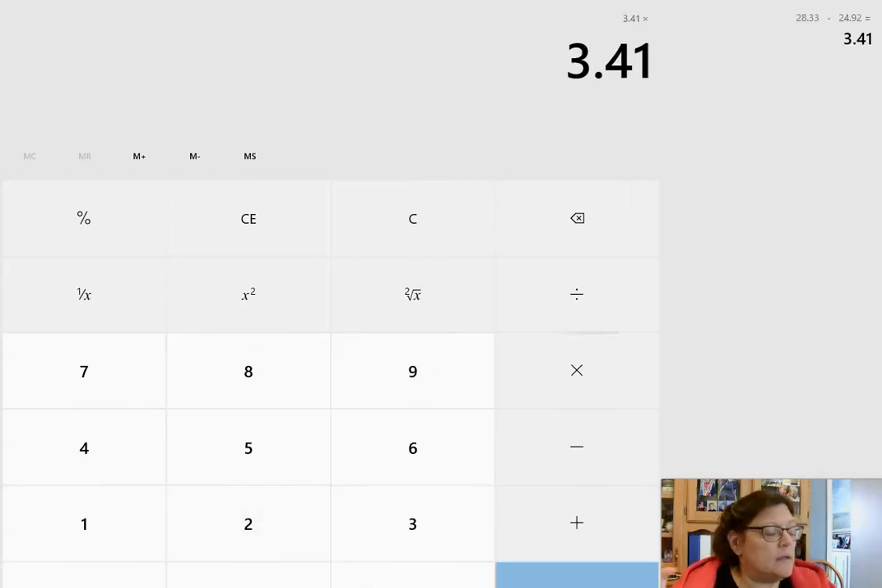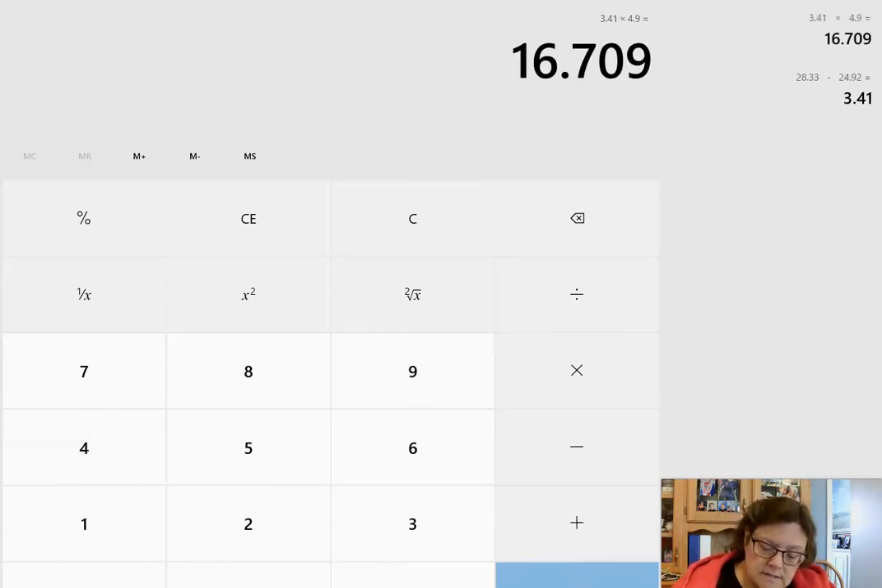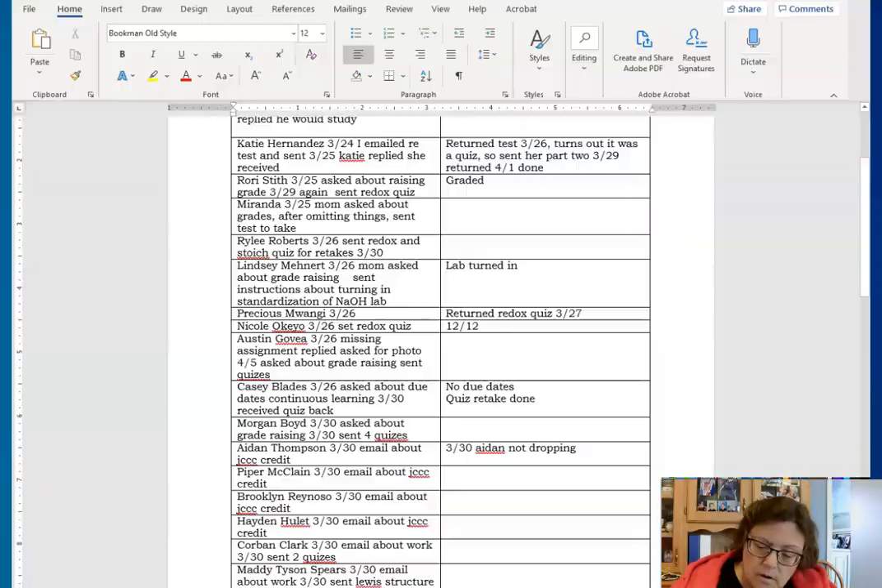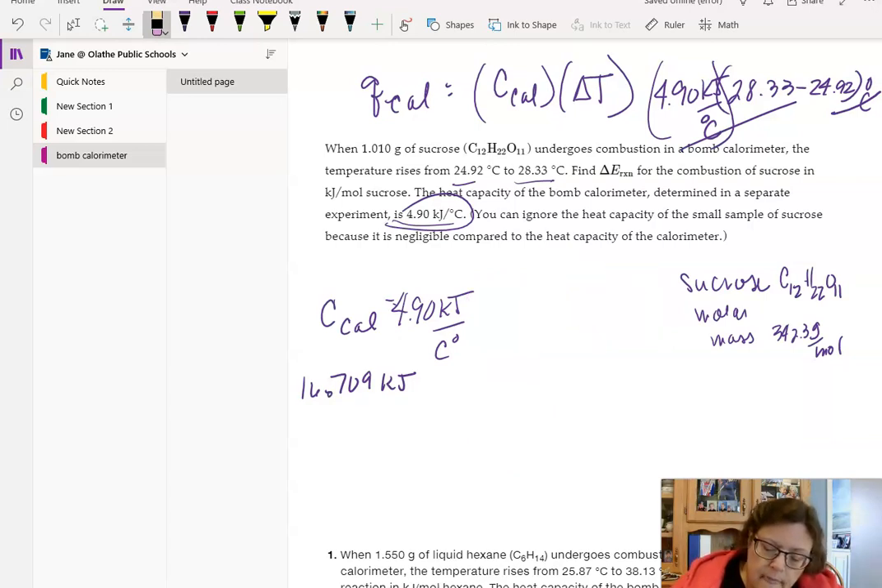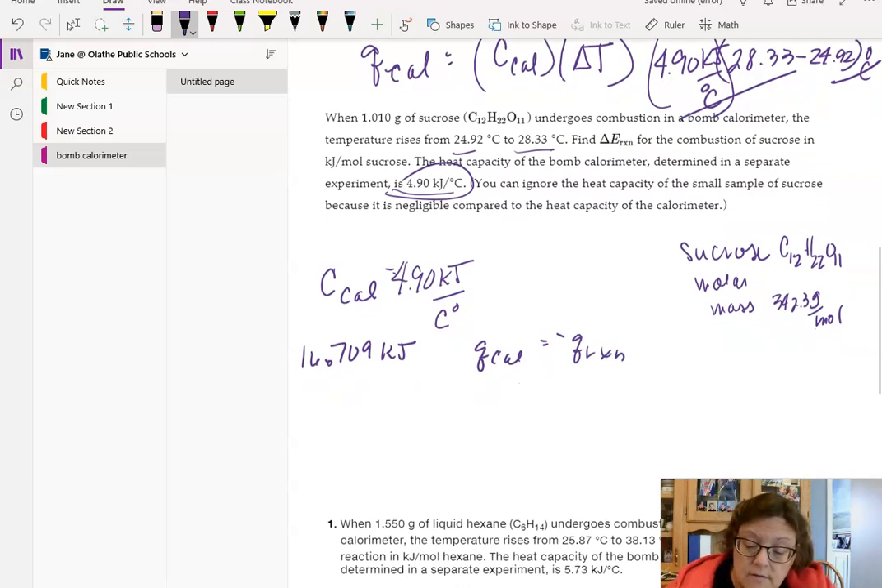And we're going to multiply that by the specific heat of the bomb calorimeter, 4.90. And we get 16.709 for our calorimeter. Now I'm going to erase my picture so that I have some more room. Now, we know that the heat of the calorimeter is equal to the heat of the reaction, only the reaction gave off heat, so it's negative.